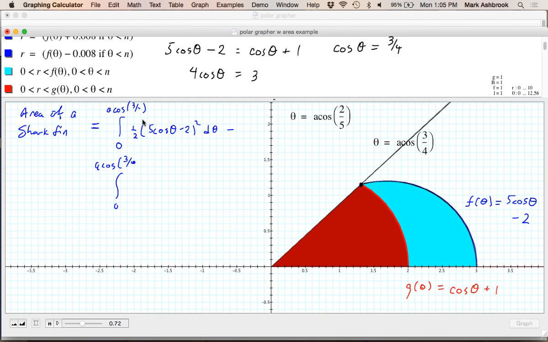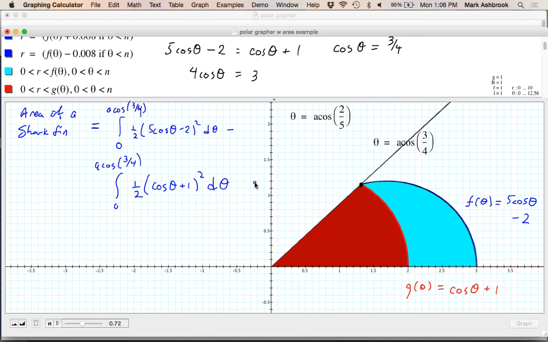Three-fourths. That should be a 4. 1/2. What's r? Cosine theta plus 1 squared. All right, so that's a shark fin. Does the shark fin make sense? Yeah, so we need all the area out to the F curve minus all the area out to the G curve. Okay, so that's that area.